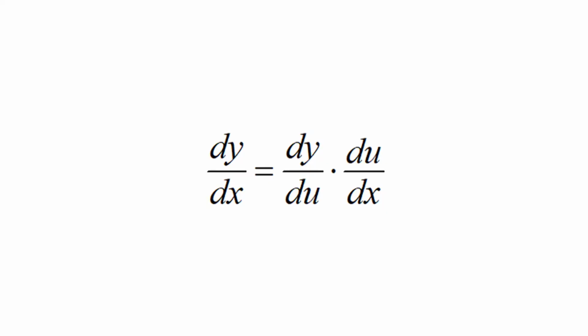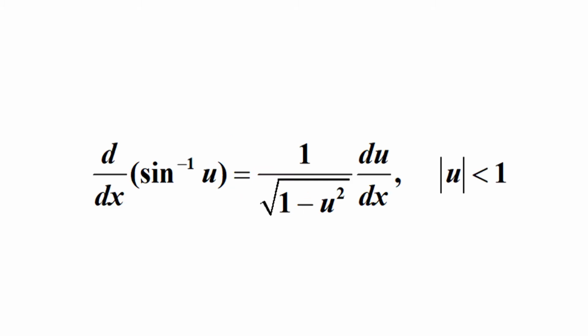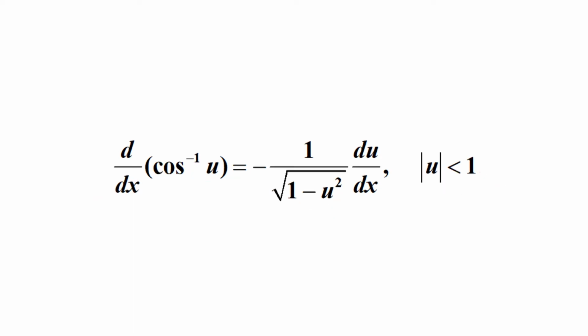If u is a differentiable function of x with mod u less than 1, we apply the chain rule dy by dx equal to dy by du into du by dx to the function y equal to sin inverse of u. We obtain the following generalized version: d by dx of sin inverse of u equals 1 by square root of 1 minus u square into du by dx with mod u less than 1. Similarly, d by dx of cos inverse of u equals minus of 1 by square root of 1 minus u square into du by dx with mod u less than 1.